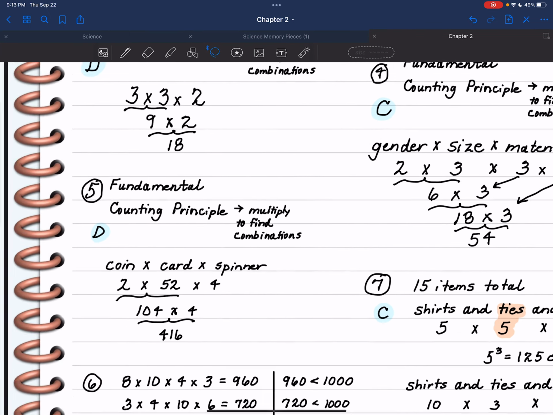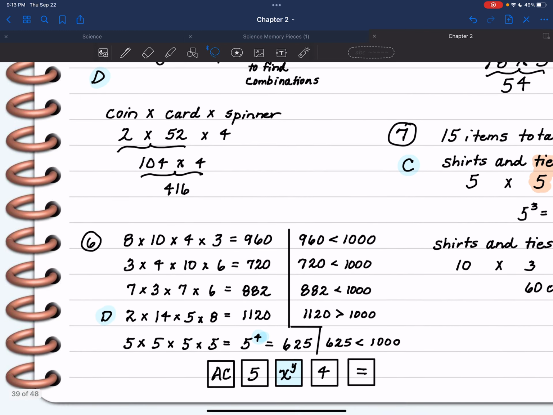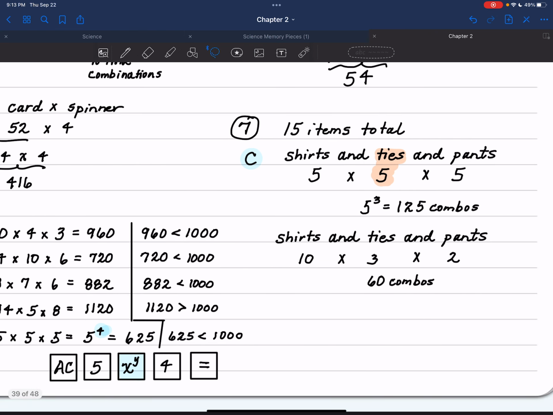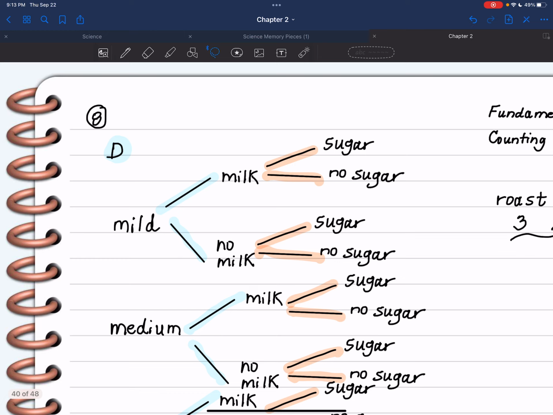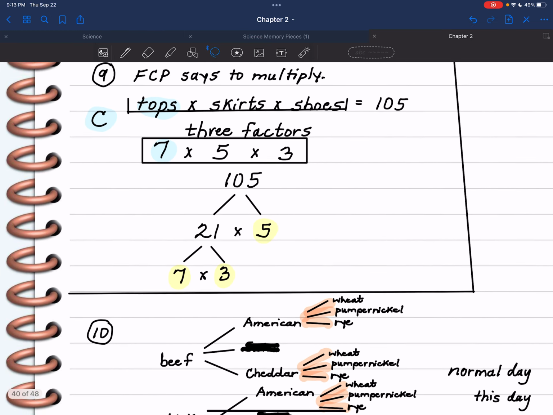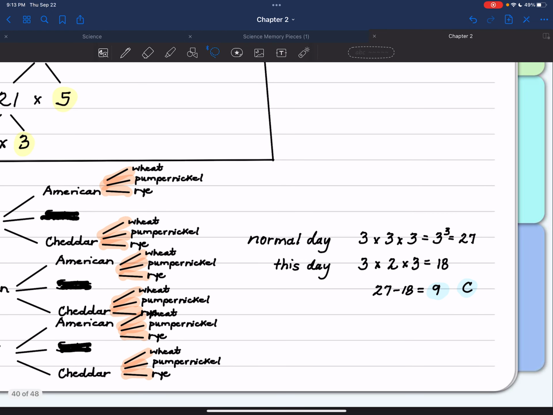Here's 5. They say number 5 is D as in Delta. 6 is D as in Delta. 7 is C as in Charlie. 8, D as in Delta. 9, C as in Charlie. 10, C as in Charlie. And we haven't done number 11 yet.